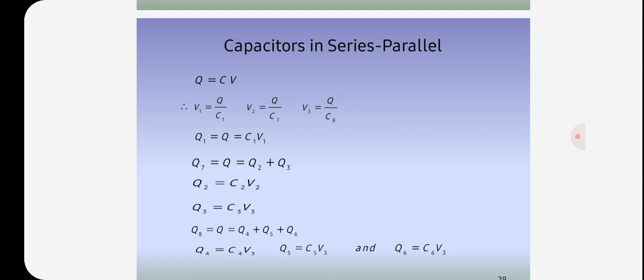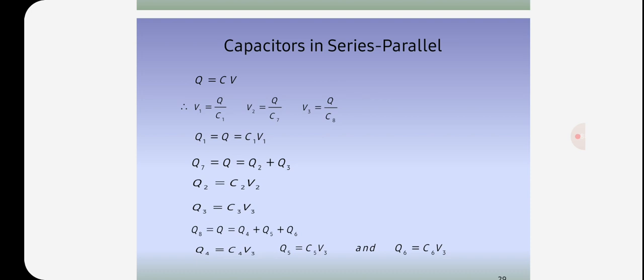For the capacitors in series and parallel, Q is equal to CV. V1 is equal to Q by C1, V2 is equal to Q by C7, and V3 is equal to Q by C8.